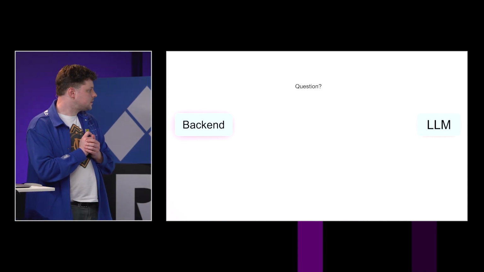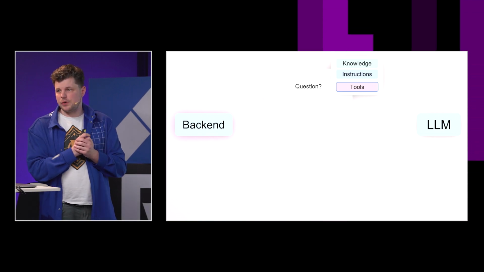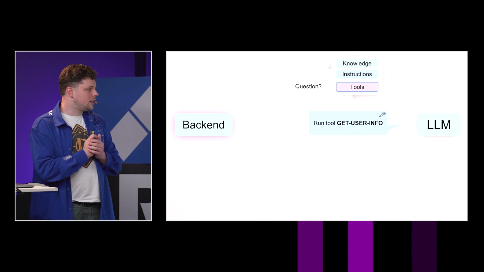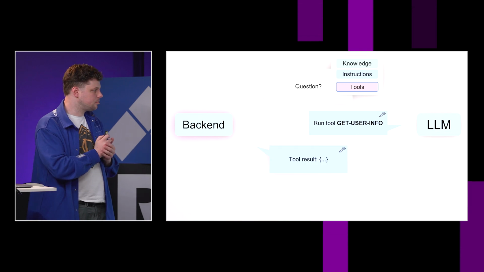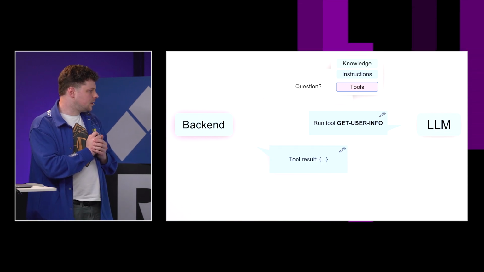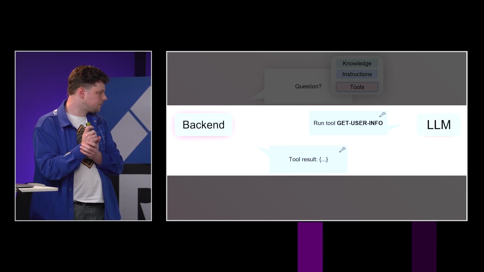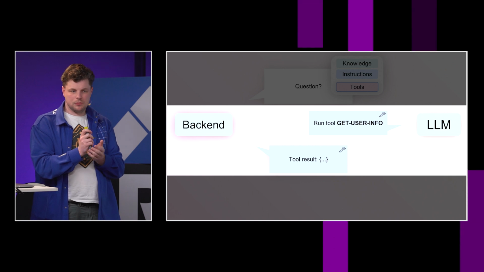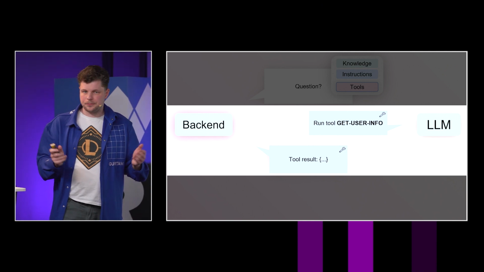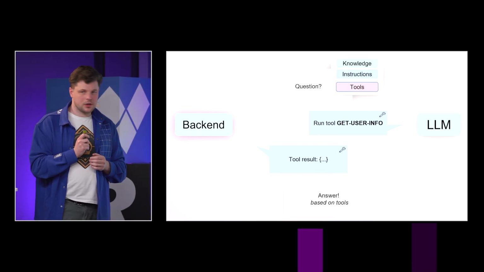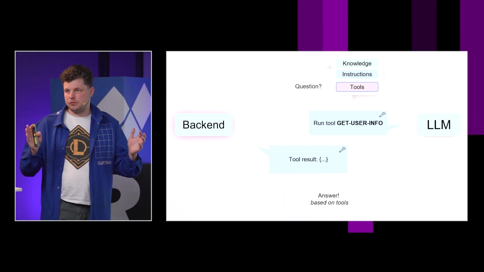When we're making a request with user's question, knowledge, and instructions, we also provide a list of available tools. LLM can decide to ask our backend to run one of them. It's like a hidden chat between our backend and the LLM. This process may be repeated several times, and the user doesn't know anything about it. Finally, LLM generates a response based on all collected information.